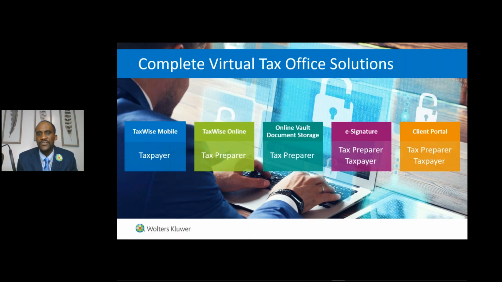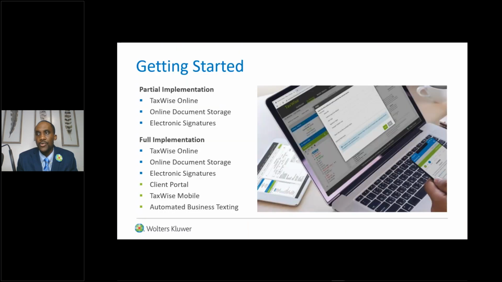All right. So now, do you have to start this whole entire process right now? No, you can do what's called a partial implementation. So let's say first, okay, how do I get started? The way you'll get started, a partial implementation, is where you'll start using TaxWise Online for your tax preparation business. You've got an online document storage, and then you also got ESignature.